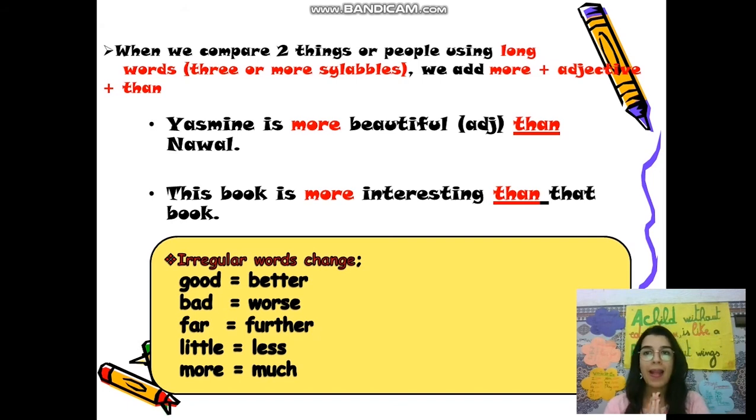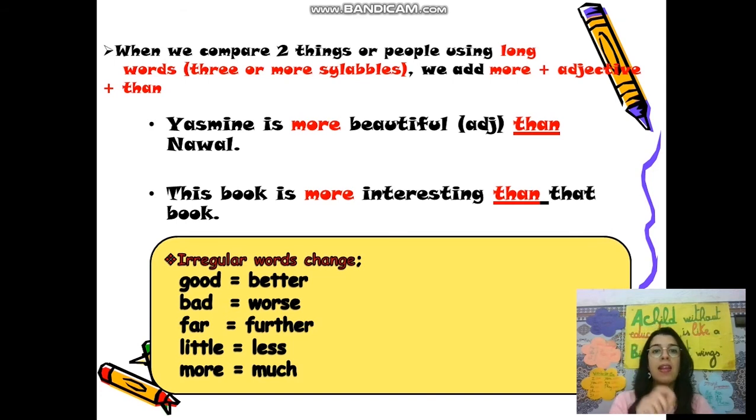When we compare two things or people using long words, three or more syllables, we add more plus adjective plus than. Can you see the differences? As we said before, when we compare two objects or two people using a word which has one or two syllables, we add er. But here, when we have long words, three or more syllables, we add more plus adjective.